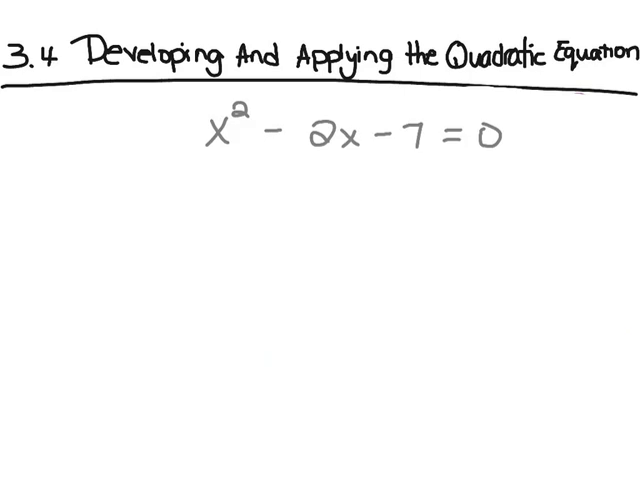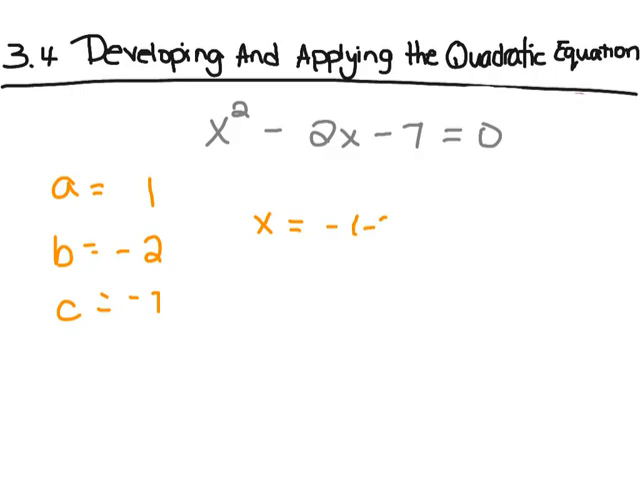So if I take the equation x squared minus 2x minus 7, we're just going to fill in our a, b, and c values. So a equals 1, b equals negative 2, and c equals negative 7. So x equals negative b. We're using our quadratic formula.